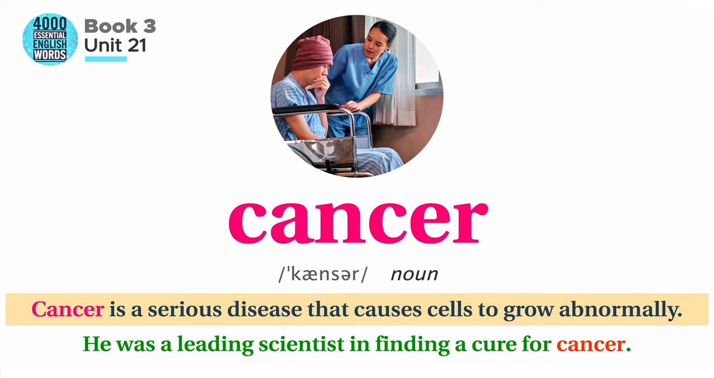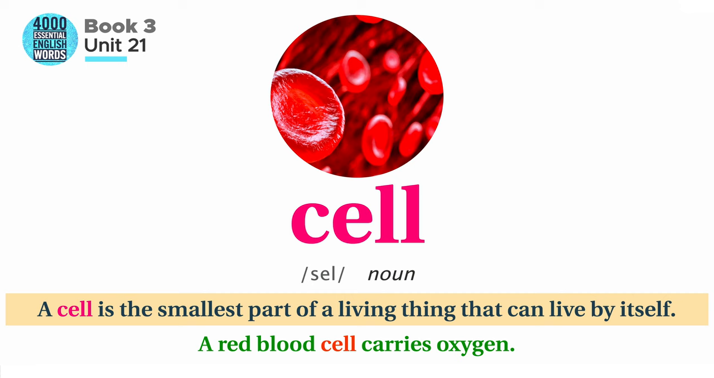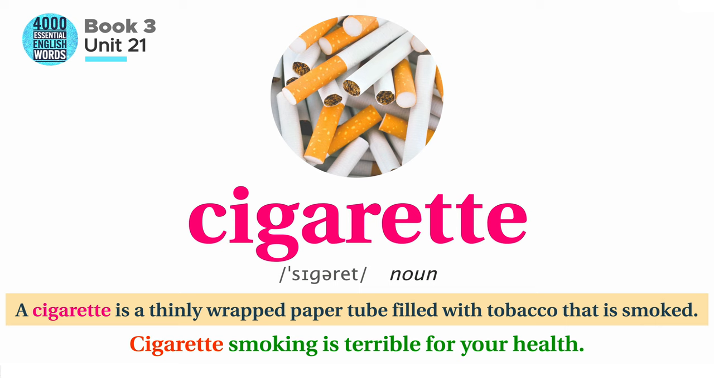Cancerous. Cancerous cells are the result of cancer. The exam found cancerous cells in the patient's blood. Cell. A cell is the smallest part of a living thing that can live by itself. A red blood cell carries oxygen. Cigarette. A cigarette is a thinly wrapped paper tube filled with tobacco that is smoked. Cigarette smoking is terrible for your health.